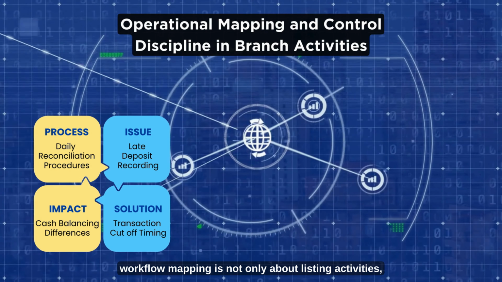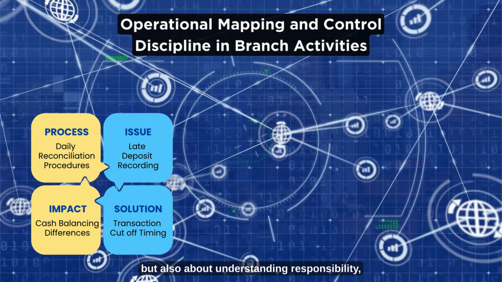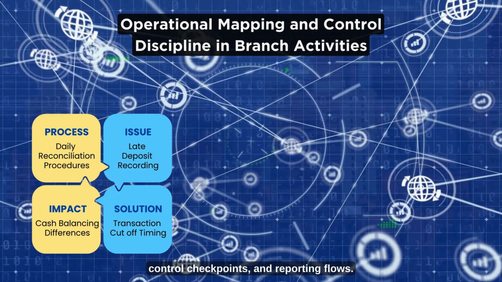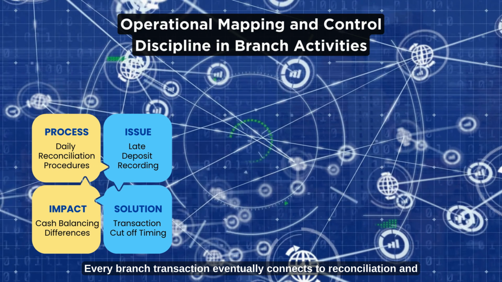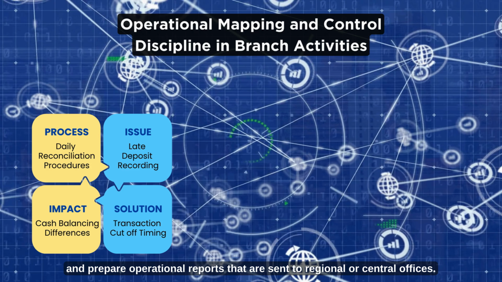Operational workflow mapping is not only about listing activities, but also about understanding responsibility, control checkpoints, and reporting flows. Every branch transaction eventually connects to reconciliation and reporting processes. At the end of each working day, branches reconcile cash balances, verify system totals, and prepare operational reports that are sent to regional or central offices. These reports ensure that all transactions processed during the day are accurately reflected in the bank's financial records.